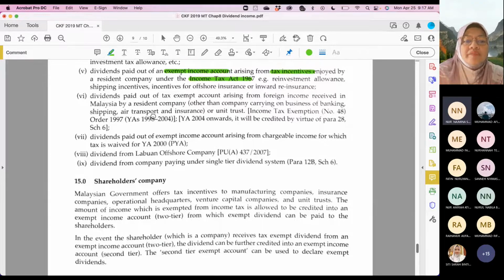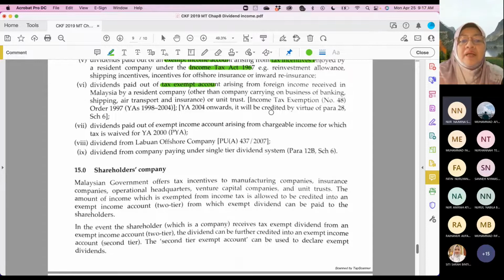And then you also have dividend paid out of tax exempt account, arising from income received in Malaysia by a resident company. So remember that other than certain exceptions, any foreign source income will be tax exempt. So again, if you have tax exempt income because you receive income from foreign, then you have an exempt income account, and then you can distribute to the shareholders later.